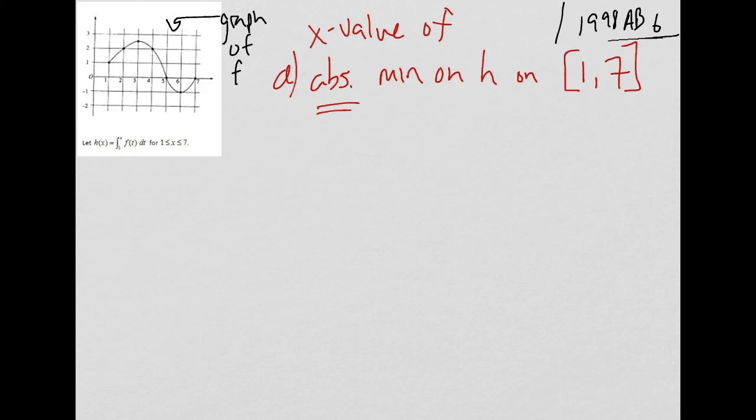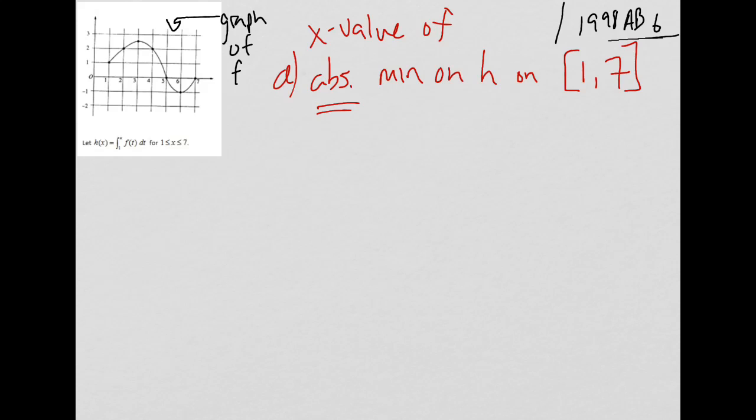So part D, on the actual AP, it didn't use the word absolute, but I added it for us. But there's some clues that it means absolute. Anyway, so the x value of the minimum of h on the interval right here. Since it gives me a closed interval, that tells me that we're looking for the absolute min. I would have included the word, but whatever. We're looking for the absolute minimum on h, which is this integral from 1 to 7.